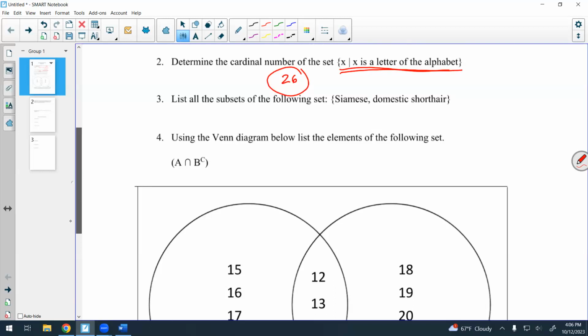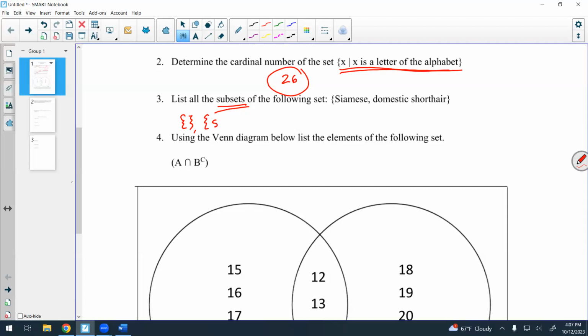Okay, now we have: list all of the subsets. Subsets, not proper subsets, of the following set: Siamese and domestic shorthair. So when we're listing the subsets of a set, what's the first thing we start with? What is a subset of every set? The empty set? Okay. Don't forget that one.